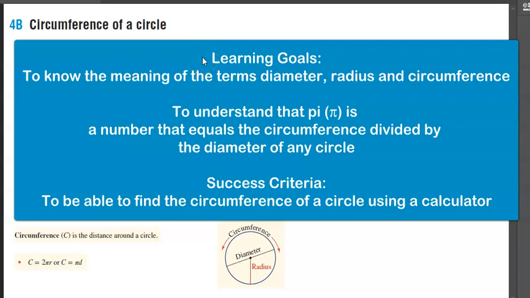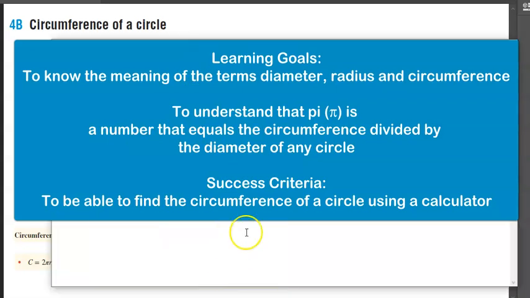Mr. Herman here, and this is exercise 4B, circumference of a circle. The learning goals for this lesson are to know the meaning of the terms diameter, radius, and circumference, and to also understand that pi is a number that equals the circumference divided by the diameter of any circle. The success criteria for this lesson is to be able to find the circumference of a circle using a calculator.